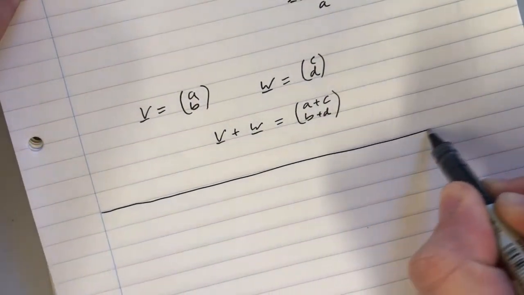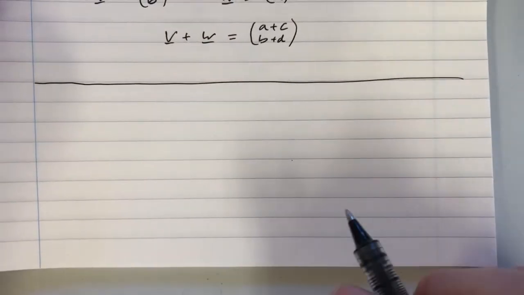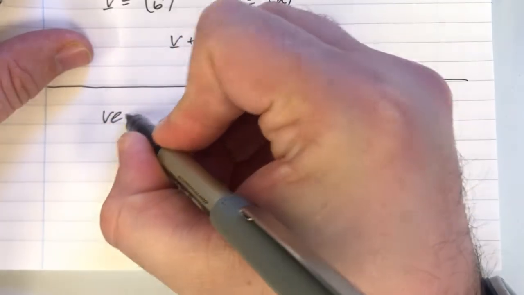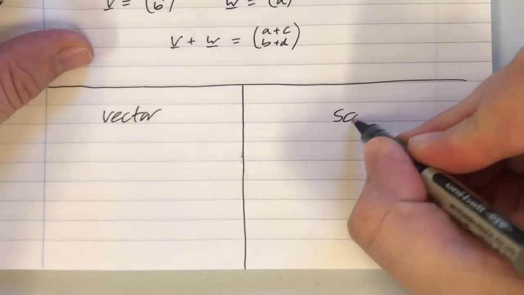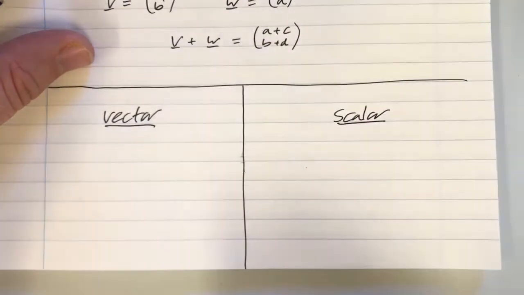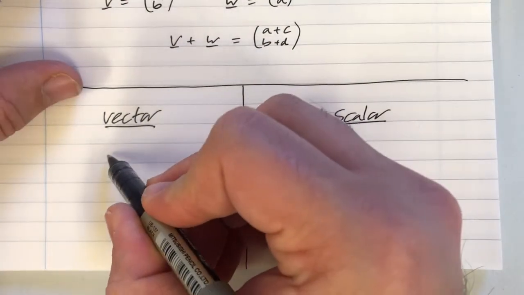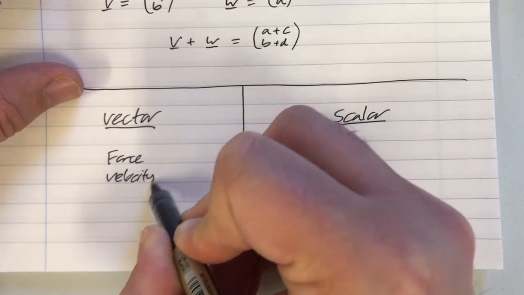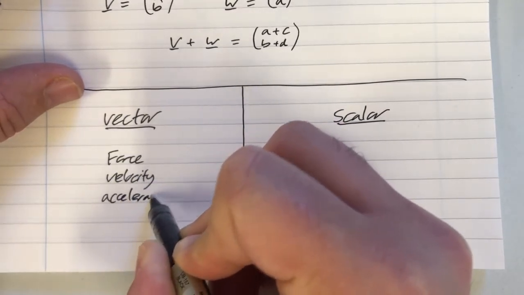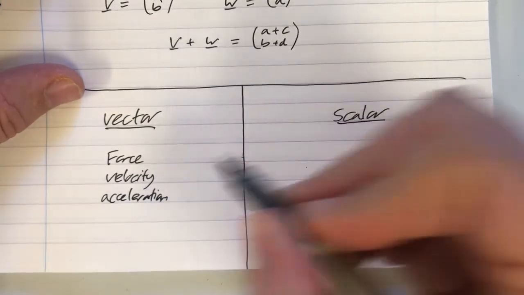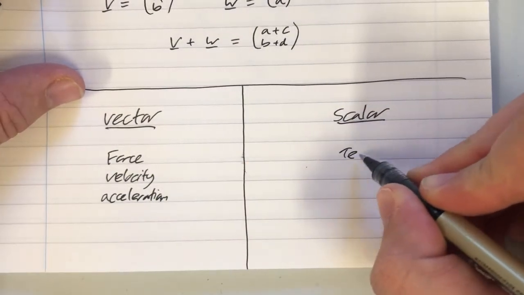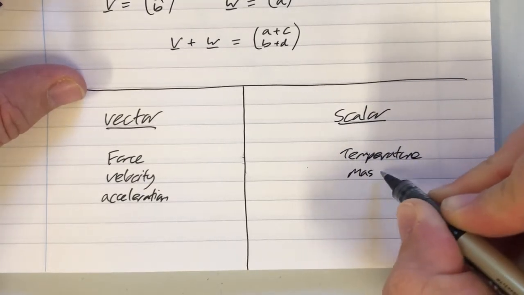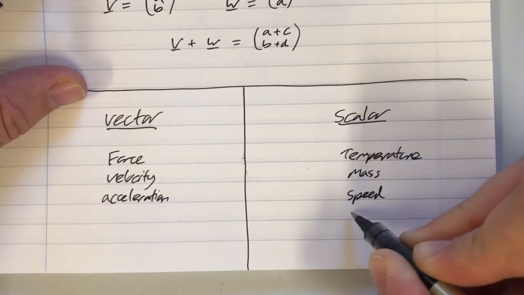So why do we need vectors in mechanics? Well, there are a number of quantities which are called vector quantities. So all units can be broken down into either a vector or what's called a scalar. And it's important to distinguish between the two. So a vector might be something like a force or a velocity or an acceleration. Whereas a scalar might be something like the temperature, the mass, the speed, or distance.